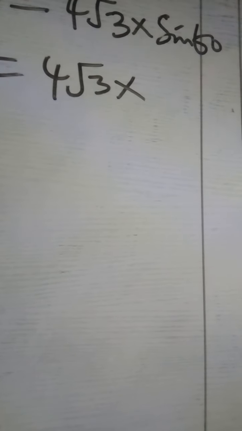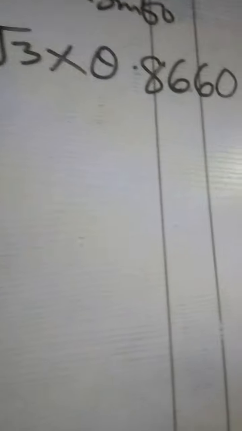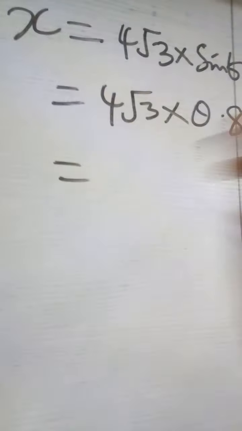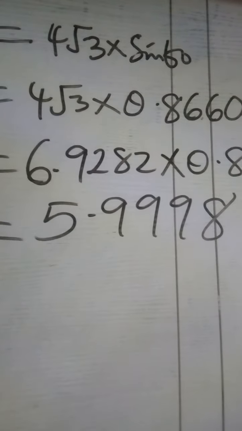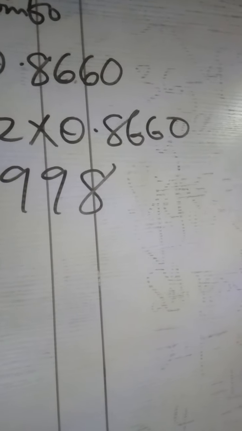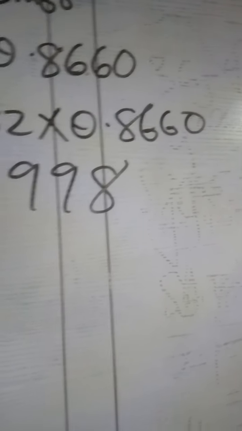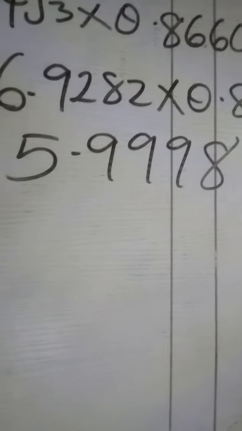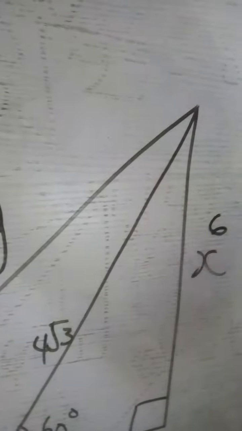So my x will be 4 root 3 times whatever sine 60 gave me before, and I found sine 60 to be 0.8660. So 0.8660 times 4 root 3, which is 6.9282, multiplied by sine 60, which is 0.8660, I have 5.9998. So approximately my x is equal to 6. So if my x is 6, I put it here, my x here becomes 6.